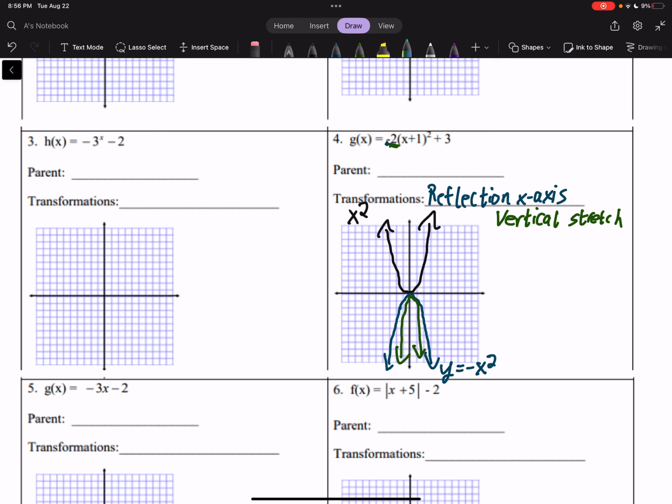This +1 here is going to move our graph to the left 1 unit. Oh, wait a minute, I forgot. This is y is equal to negative 2x squared. So it's going to look like this. And that's y is equal to negative 2 times x plus 1 squared. Yeah, I know, that one's hard to see with those colors. I apologize. The last part is the +3.